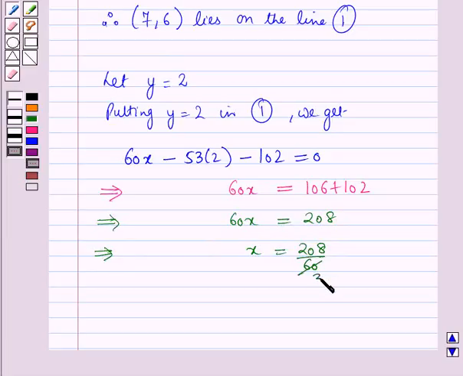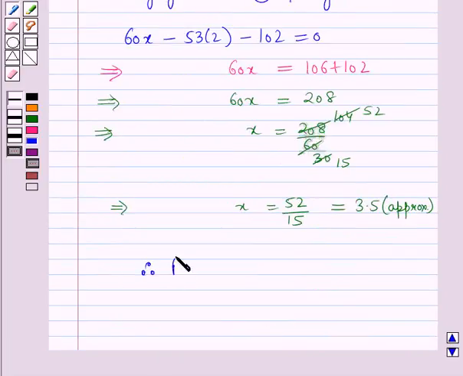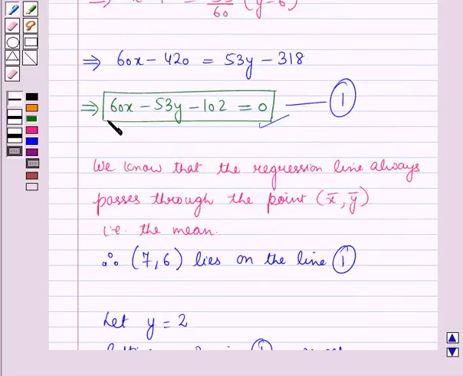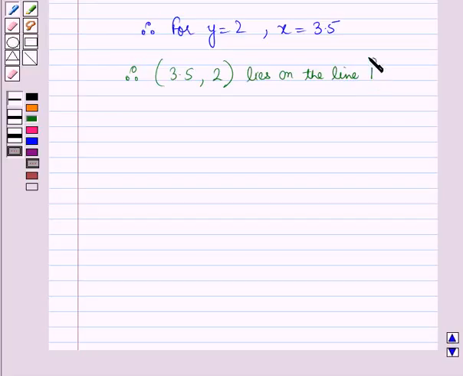Now here, 2 into 30 is 60, 2 into 104 is 208, 2 into 15 is 30, and 2 into 52 is 104. So this implies x is equal to 52 by 15, which is equal to 3.5 approximately. Therefore, for y is equal to 2, x is equal to 3.5. Therefore, we can say that the point 3.5, 2 lies on the line, that is this line, which is given by equation number 1.